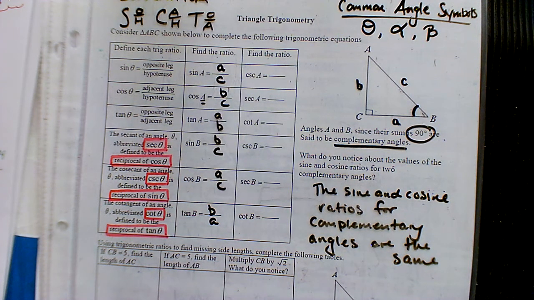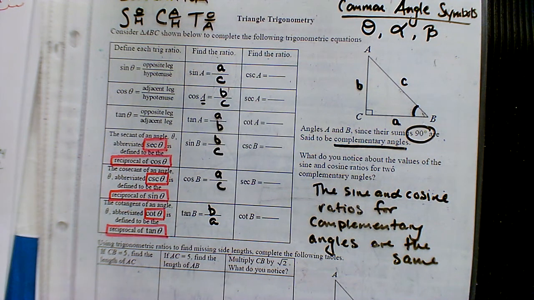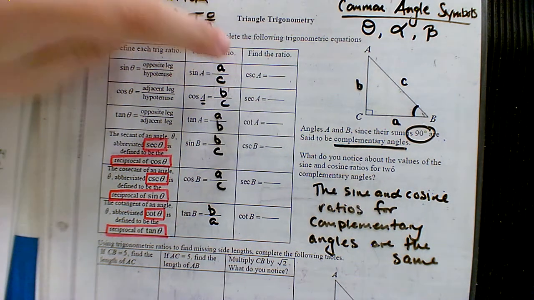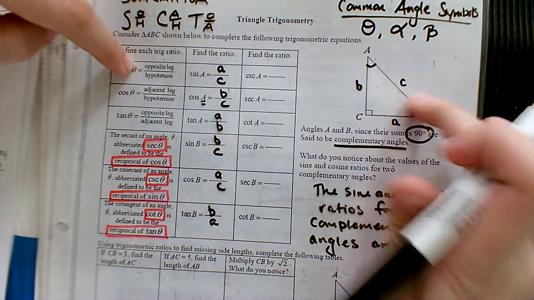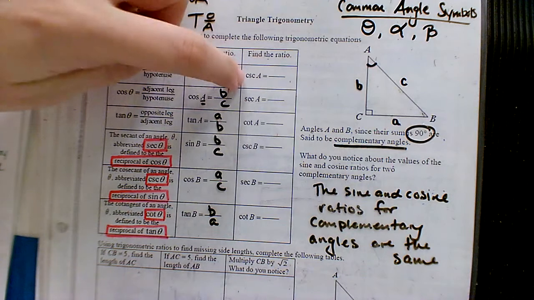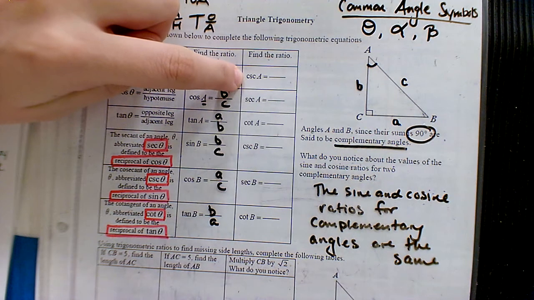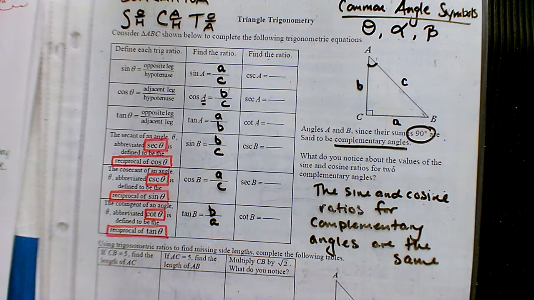Okay, so we have the three main ones, sine, cosine, and tangent, but then if we reciprocate them, aka flip them, we have these three new trig functions, secant, cosecant, and cotangent. So let's go ahead and practice these. If we are standing at angle A, we need the reciprocal of sine. Cosecant is the reciprocal of sine. So instead of opposite over hypotenuse, we need hypotenuse over opposite.